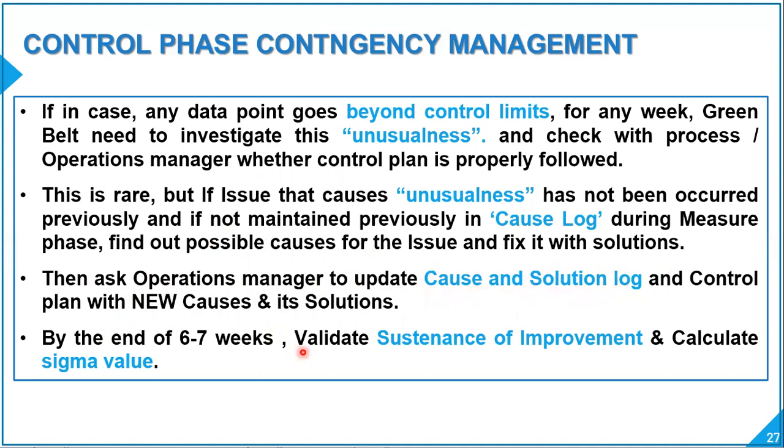By the end of 6 to 7 weeks, validate sustenance of improvement and calculate sigma value. This is what we do under contingency management. So if any data point goes beyond the control limit, what to do in that case? When we plotted the P chart in our current case, not a single data point went beyond the control limit. But what if a data point for any other project goes beyond the control limit? What needs to be taken care of? This is what we have discussed right now. Let's move to the next slide.